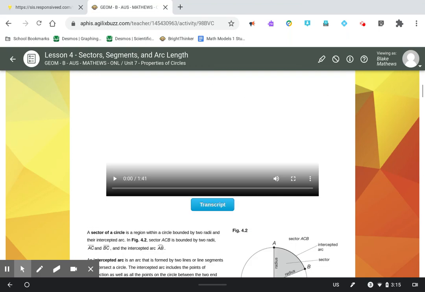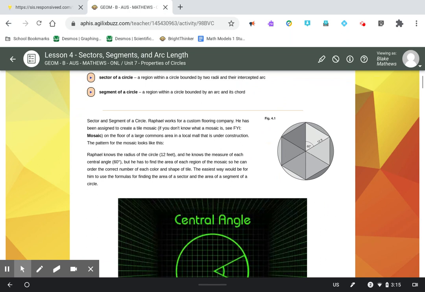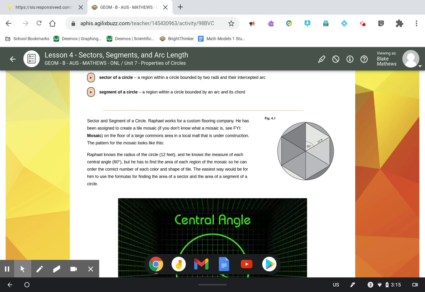All right, this is the Geometry Unit 7 Lesson 4 video. In this lesson, we're going to be focused on learning the formulas to calculate arc length and sector area. So we're going to get some terms out of the way here. We're going to be looking at three main concepts.